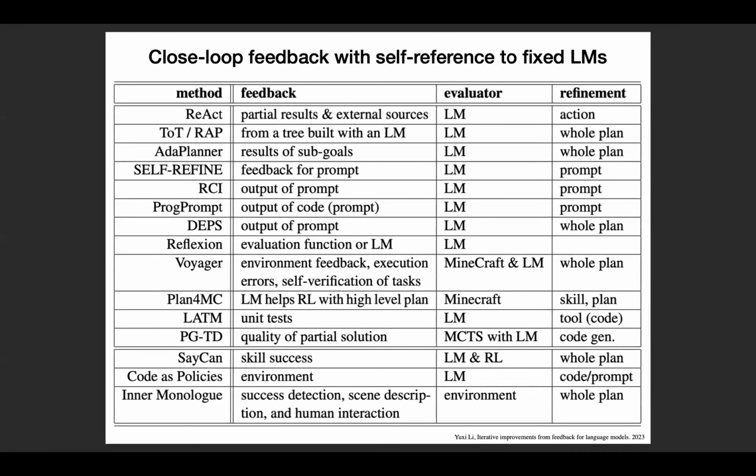Closed loop feedback. If you know something about control, for example, you know closed loop. Intuitively, we need some kind of feedback to improve. So these are closed loop methods, but it's a self-reference to fix language models. Something is wrong, because all language models are not perfect. If we self-refer to those imperfect language models, there will be something wrong. So we need to do something better.